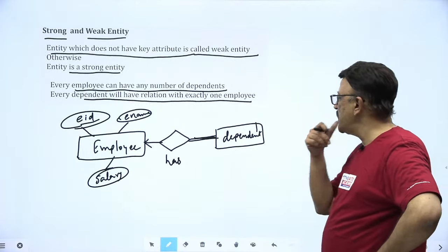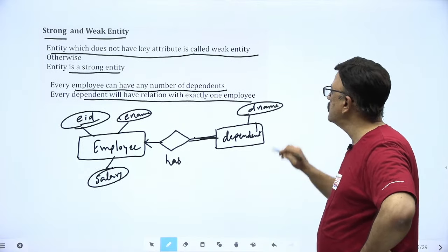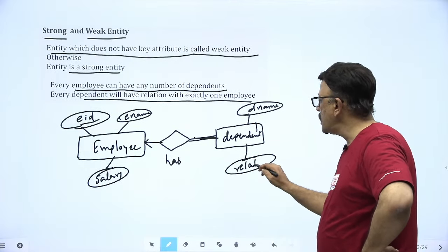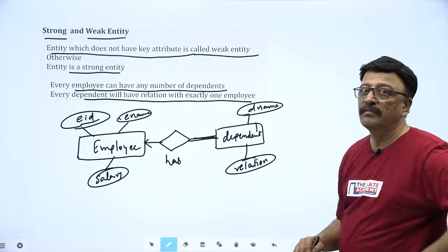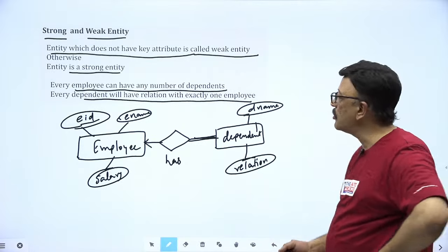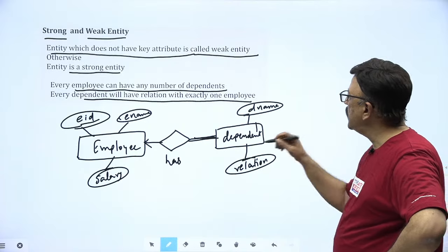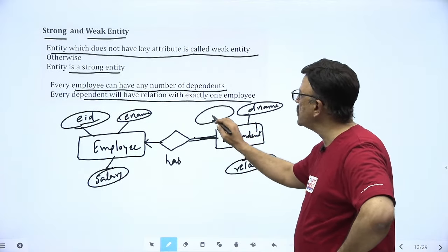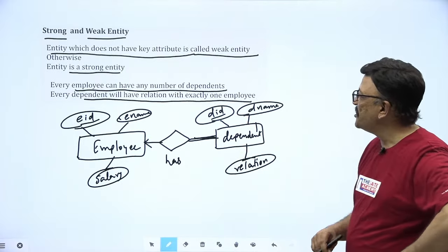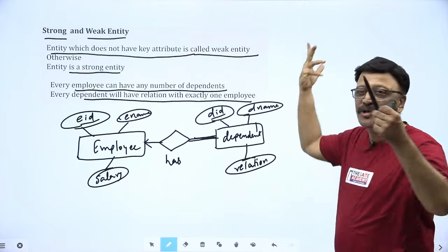You will say a dependent will definitely have a name. Let's give D name, dependent name, of course. Then the relation: mother, son, daughter, what relationship that person has with this dependent. So relation, blood relation I am talking about. And then you would say, wait a minute, let me add a unique number to this, DID, dependent ID. So I have made a key attribute called dependent ID, and now this is also a strong entity.